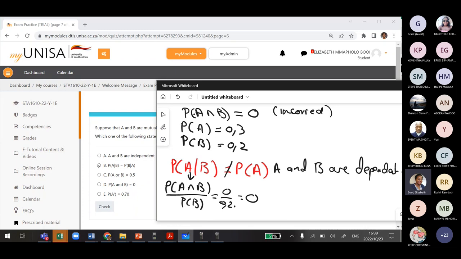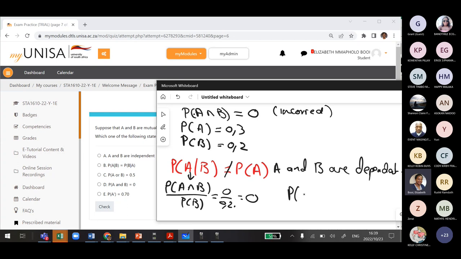Number B, it says the probability of A given B is the same as the probability of B given A. We know that the probability of A given B will be equal to 0. Similarly, the probability of B given A will be the joint probability divided by the probability of A. And we know that the joint probability is 0, so this one will be correct, right?